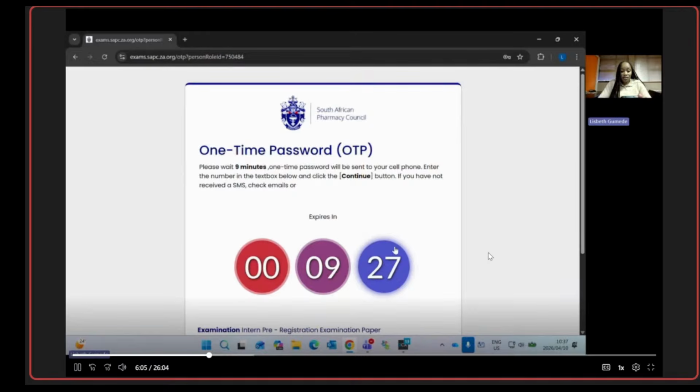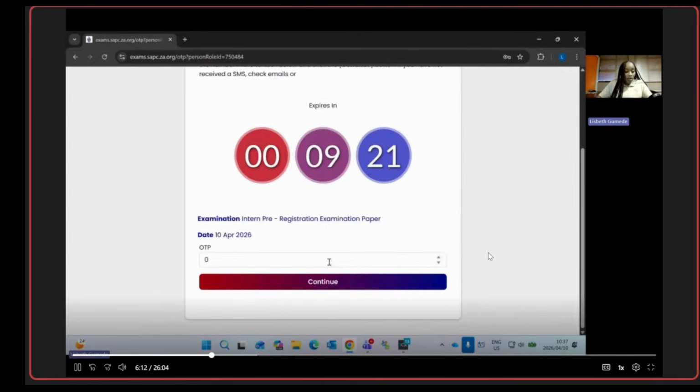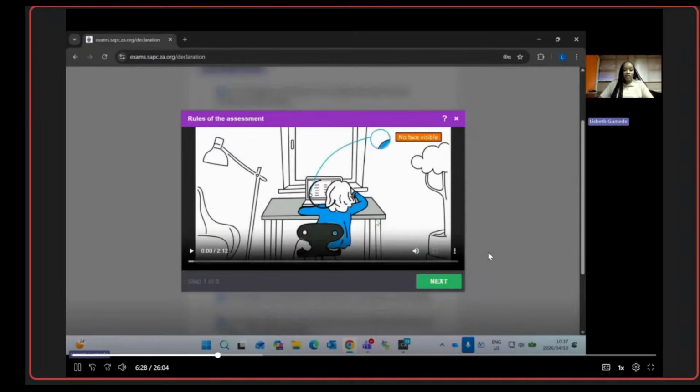And yes, I've already received my SMS. So you can see I have my SMS already with me. I got my SMS just now. And then what I will quickly do is put it in, and my OTP is 52806. Click continue, and then it will take you through the steps that you need to follow.